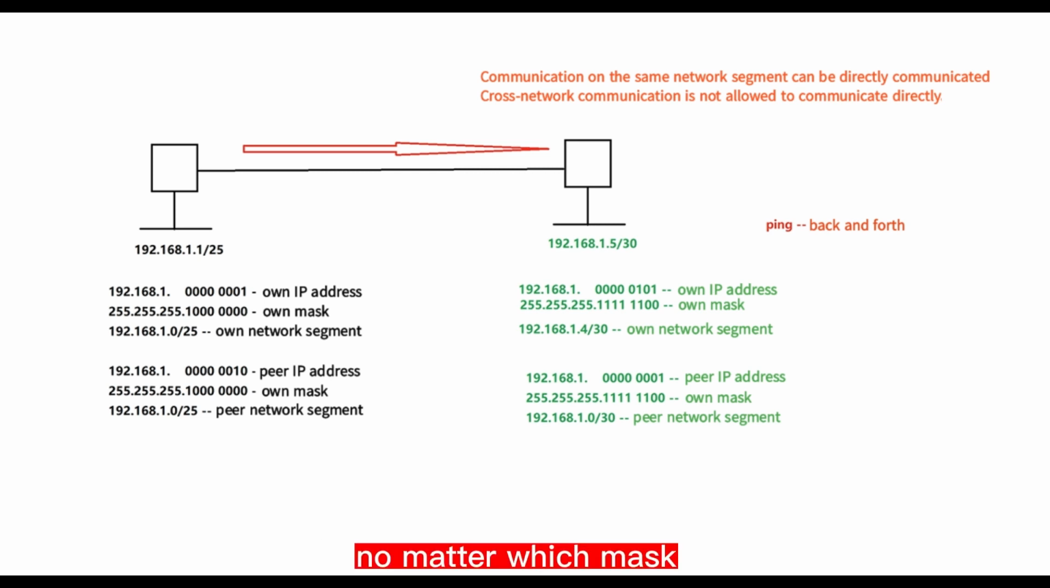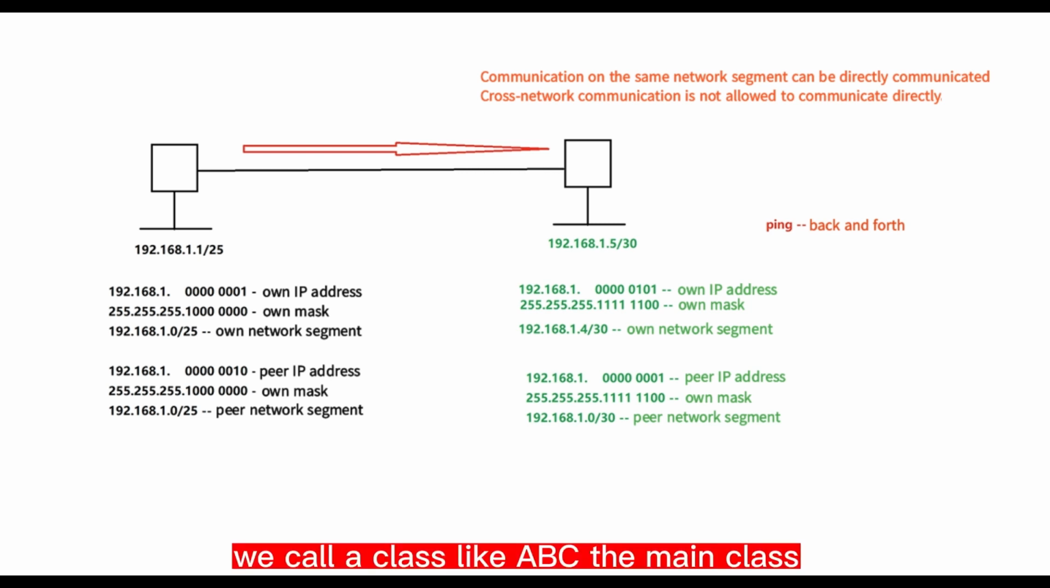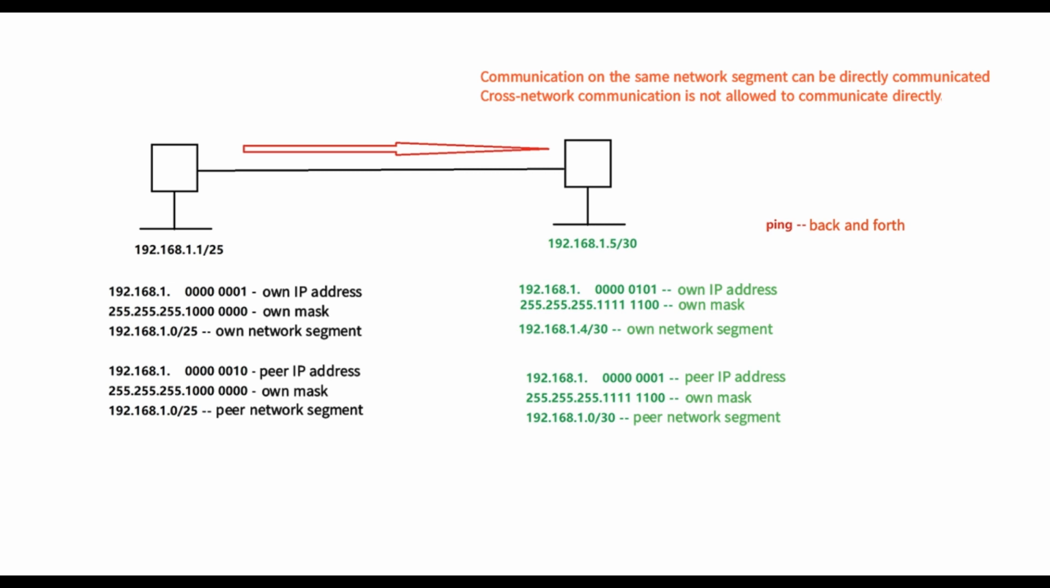Then everyone will find out that no matter which mask it is, it does not seem to belong to the three classes A, B, C we talked about before. We call a class like ABC the main class. This is defined by the organization IANA.